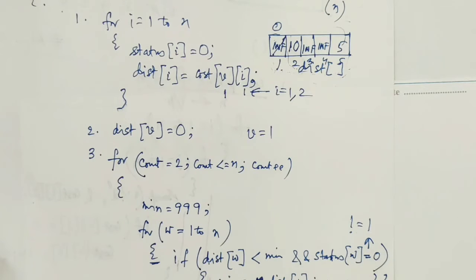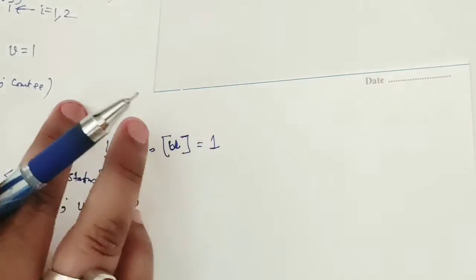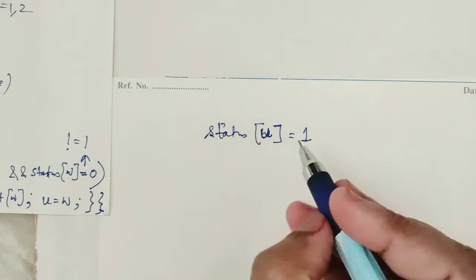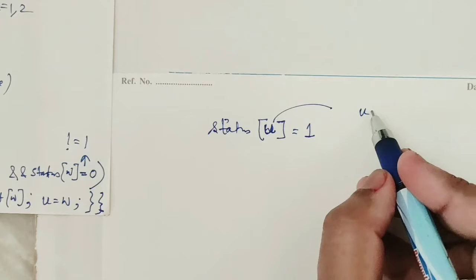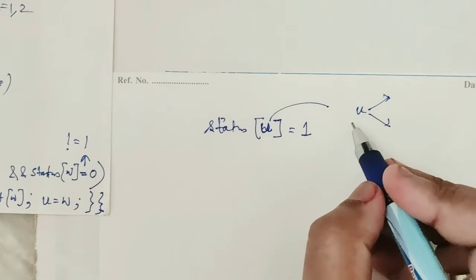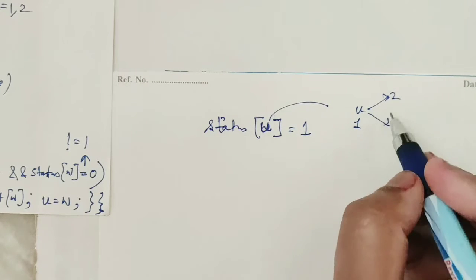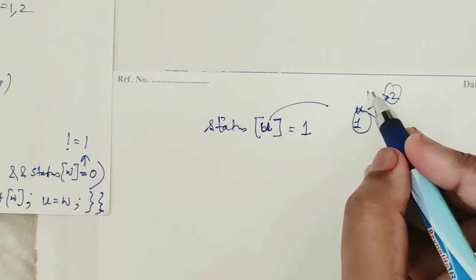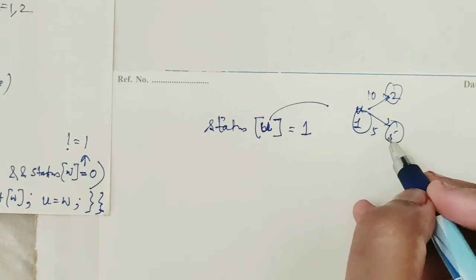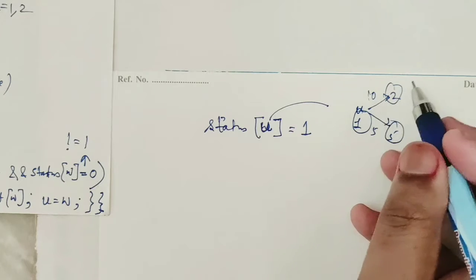That implies this vertex is not yet visited, rather not yet explored. After that, you have chosen U as the vertex using which you go for relaxation. So U to others, like 1, 2, 2, 1, 2, 5. The first vertex was 10, it was 5. So now you have to go for relaxation.